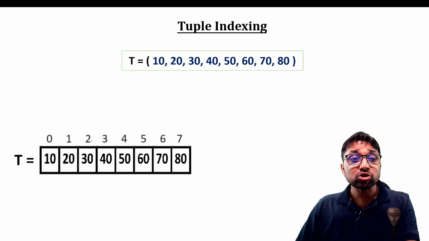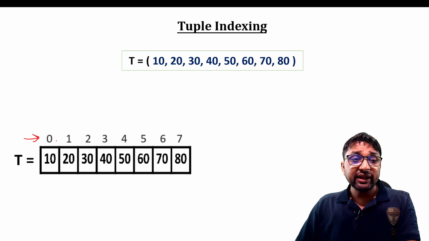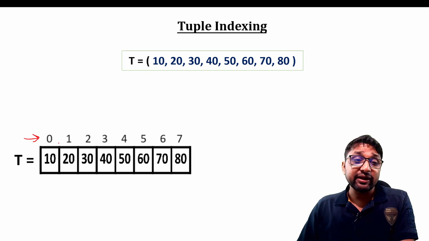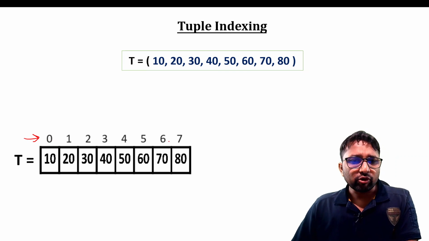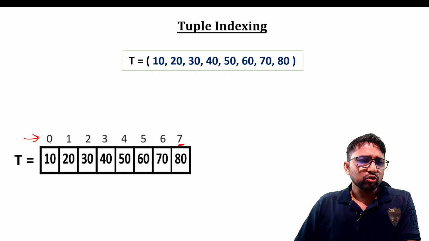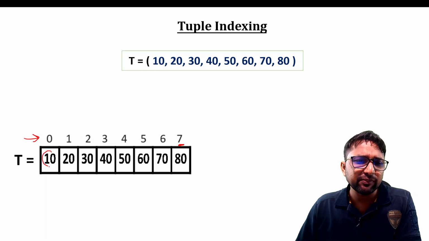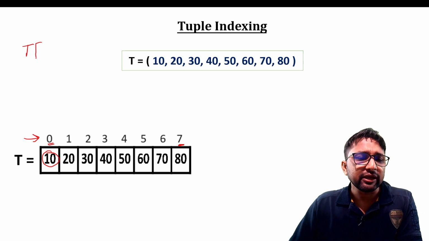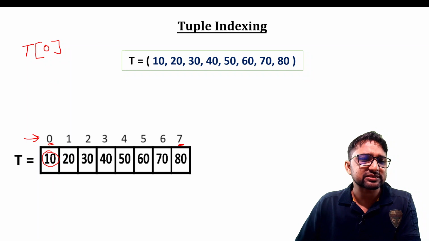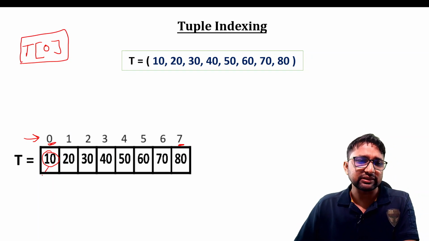We are allowed positive indexing. So it's a positive indexing. We can access the element by this positive indexing. Positive indexing starts with 0, going up to 7. So if you want to access this element, you can use positive indexing. You simply need to write T in the square braces, and the index of the element you want to access. So this will access this element 10.